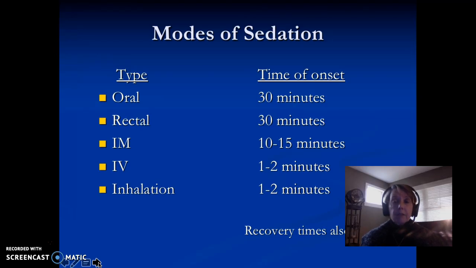Rectal sedatives, these aren't used much anymore, but were more often used with pediatric patients. Again, a long time of onset. Intramuscular, it's a little bit better. The drug is injected into the muscle. Time of onset 10 to 15 minutes. Intravenous, rapid onset 1 to 2 minutes. Inhalation sedation, our work, 1 to 2 minutes.